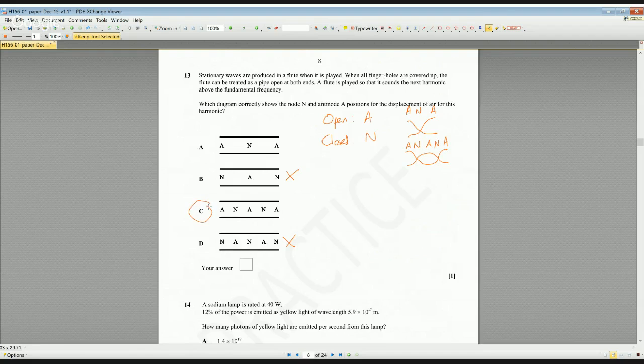Which is wave C. We have an antinode at each end, and we have half a wavelength there in the middle between the two nodes. The full length of this standing wave here is 1 wavelength, which tells us that it's the first harmonic above the fundamental, which was only half a wavelength.